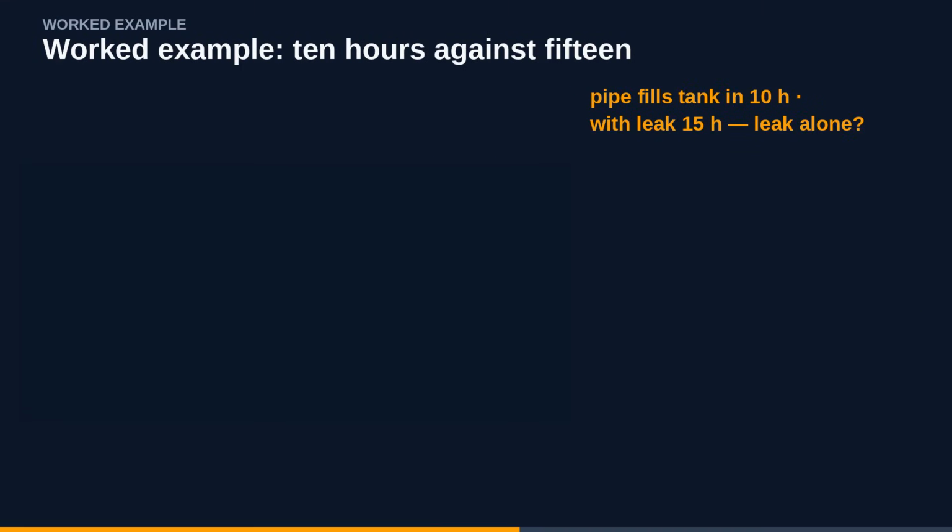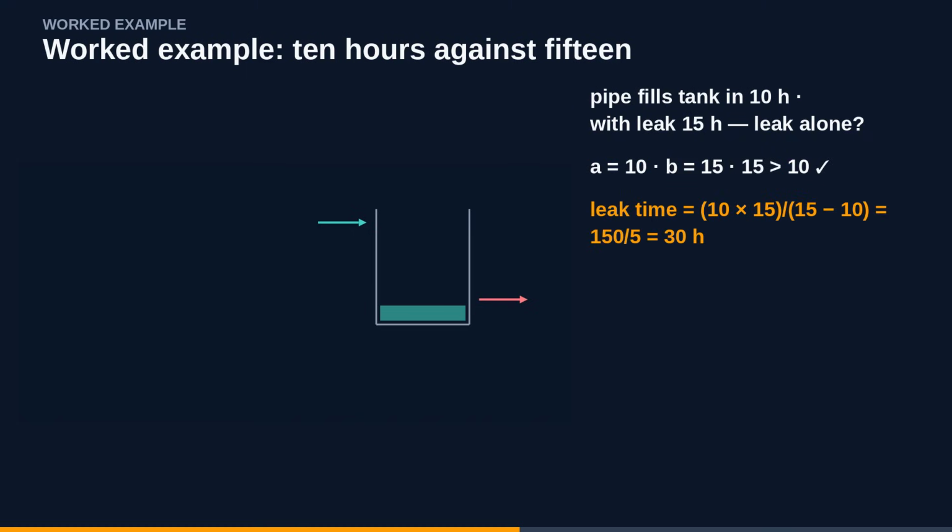Now run the shortcut on the running tank. A pipe fills a tank in 10 hours, but due to a leak it takes 15 hours. How long will the leak alone take to empty a full tank? Name A as 10 hours, the clean fill time. B is 15 hours, the fill time with the leak. 15 is greater than 10, so the shortcut applies. Write A times B over B minus A.